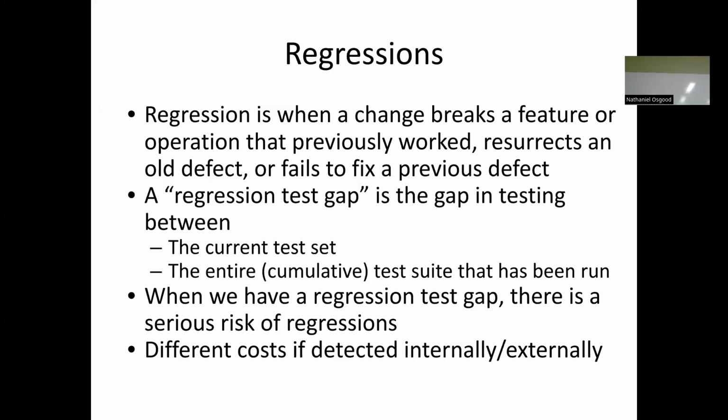This may sound kind of arcane or weird, but can you give me some circumstances where each of those might happen? Why might a bug, a defect that was there before and got fixed, reemerge?